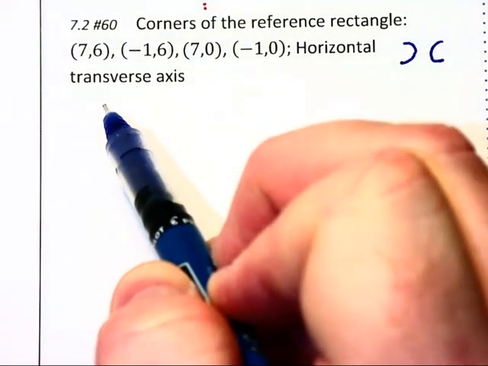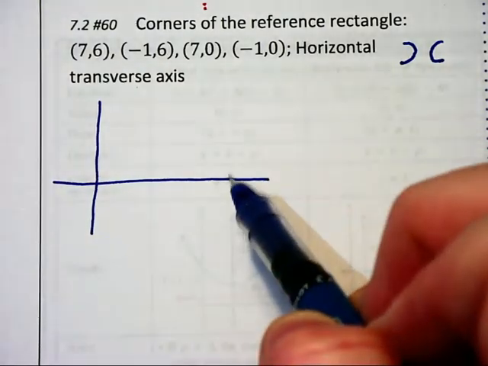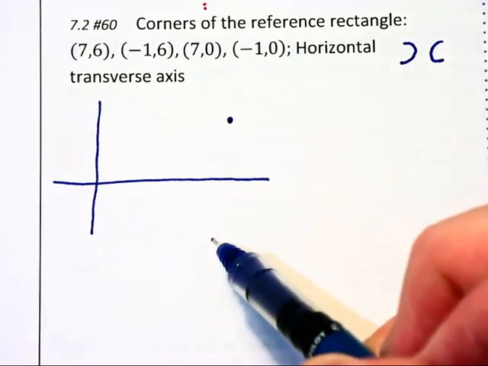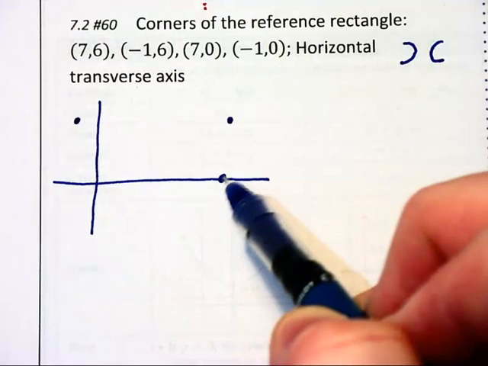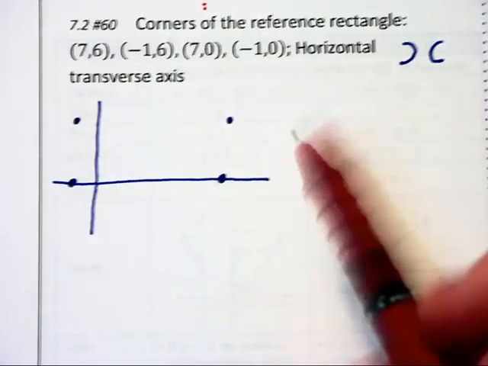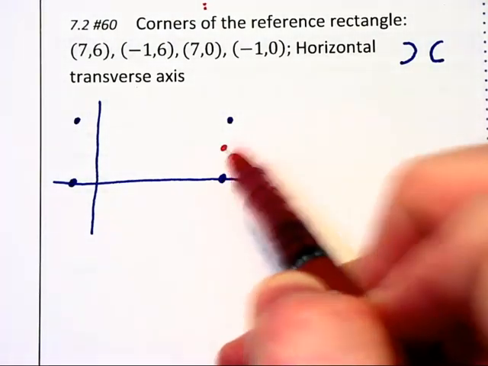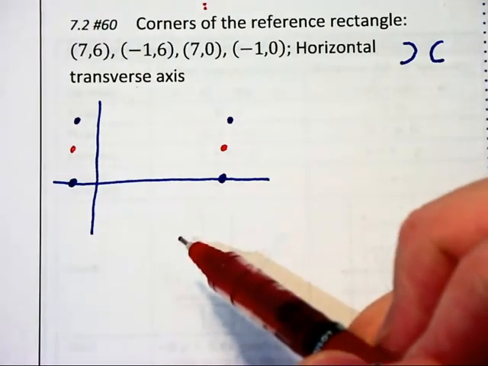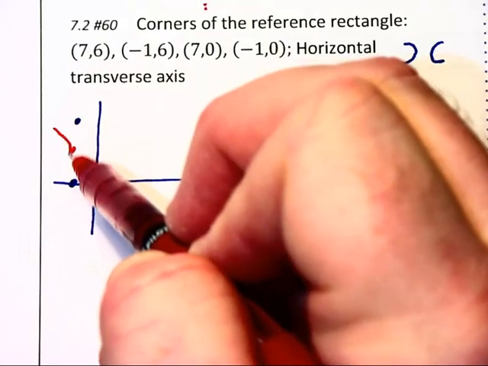I'm going to draw a quick sketch of the situation. Out at 7, 6, we will have one corner, negative 1, 6 a second corner, 7, 0, and negative 1, 0. So these will be the endpoints of each of the edges of the representative rectangle. We know that the vertices will be located at these 2 red points I've just drawn, because it's going to open left and right from there.